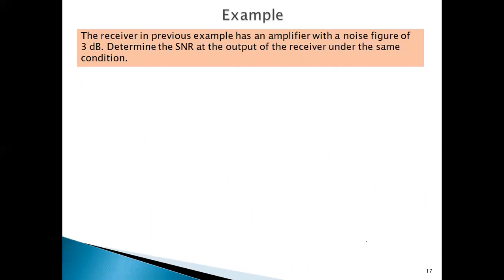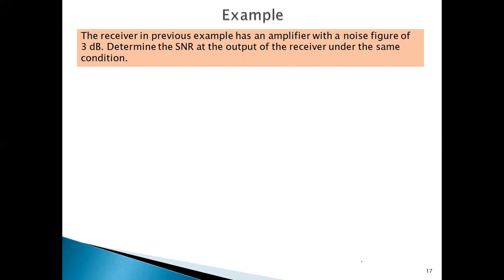The receiver in the previous example has an amplifier with a noise figure of 3 dB. Determine the SNR at the output of the receiver under the same condition. So we need to find the SNR now. Just now we calculated the current and the noise current, so now we need to calculate the SNR for the previously given photodiode.